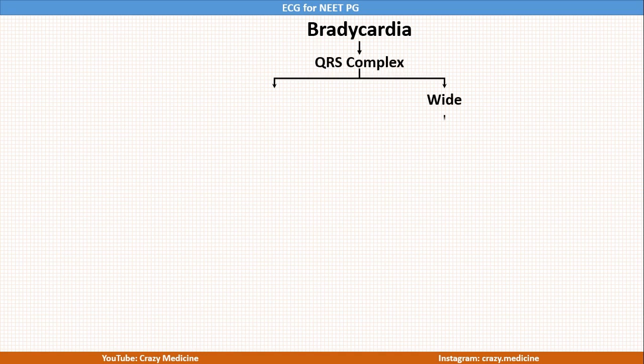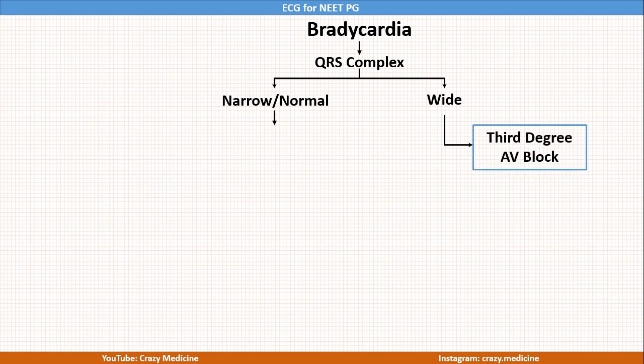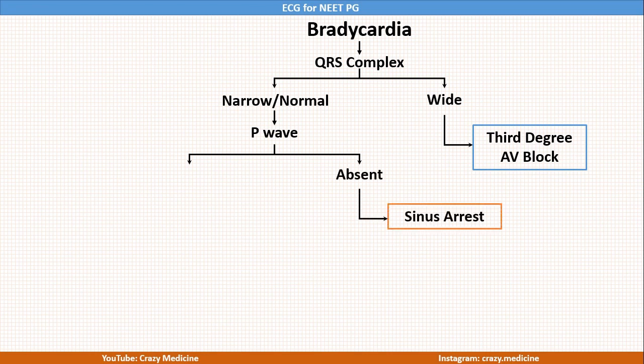First is bradyarrhythmias and its approach. If you get an ECG with bradycardia, first look at the QRS complex. If it is wide, it is third degree heart block. But if it is narrow or normal, then look at the P waves. Bradyarrhythmia with absent P waves is sinus arrest. But if P waves are normal, then look at the PR interval, and that is the next step of approach.